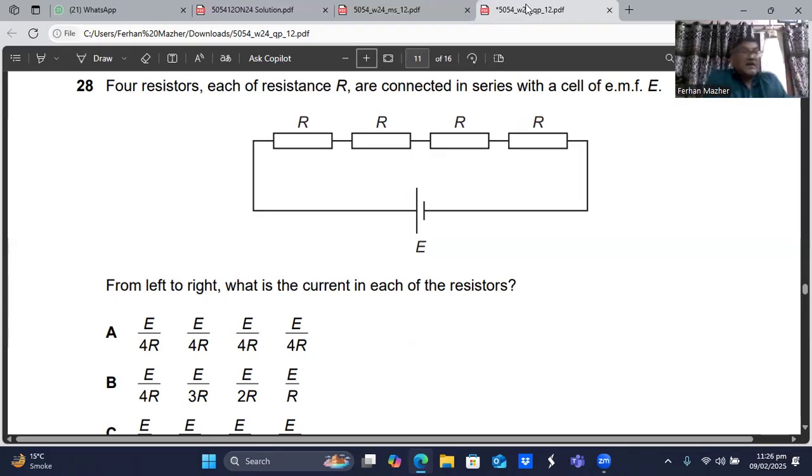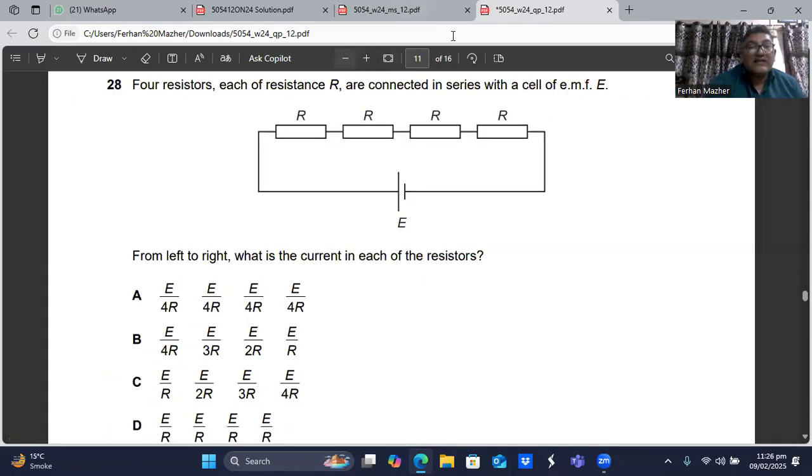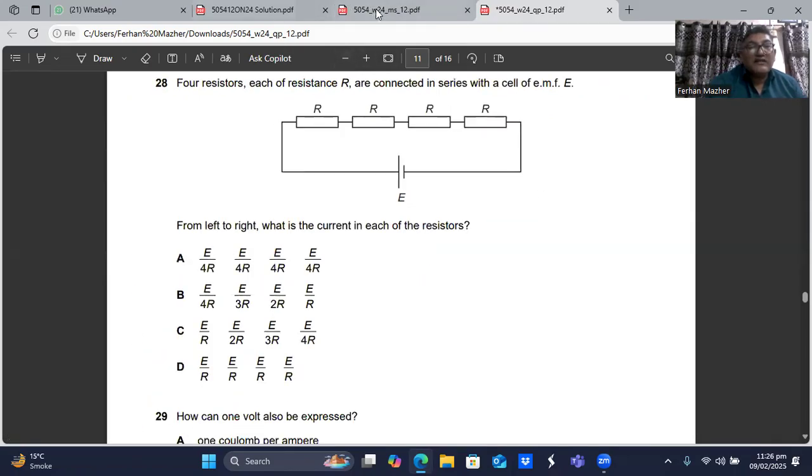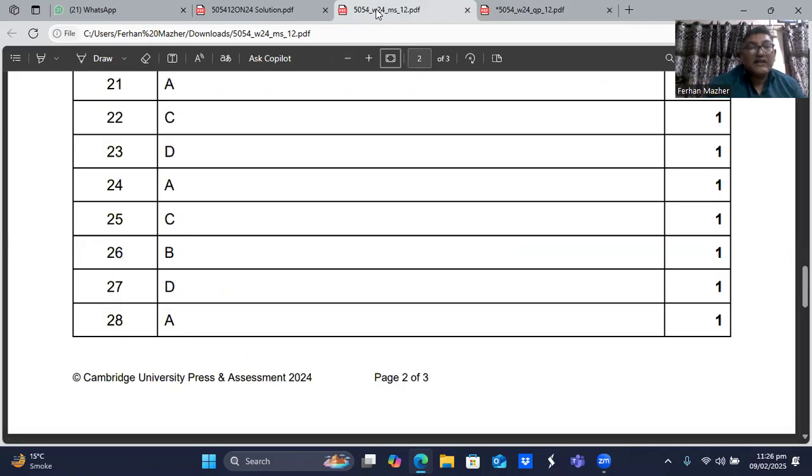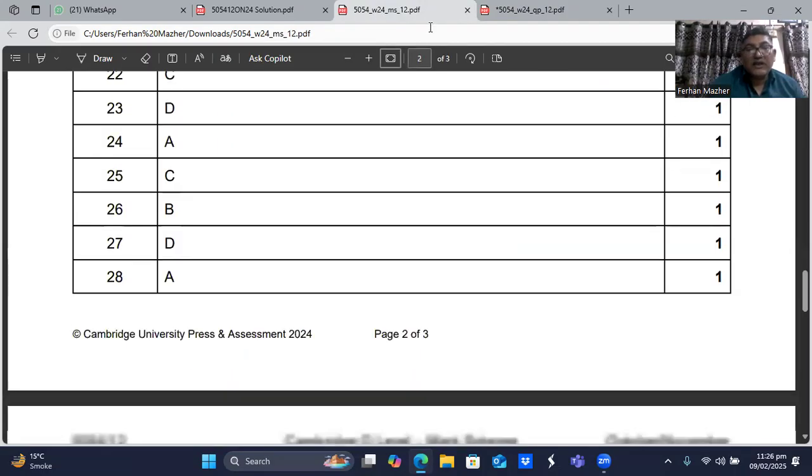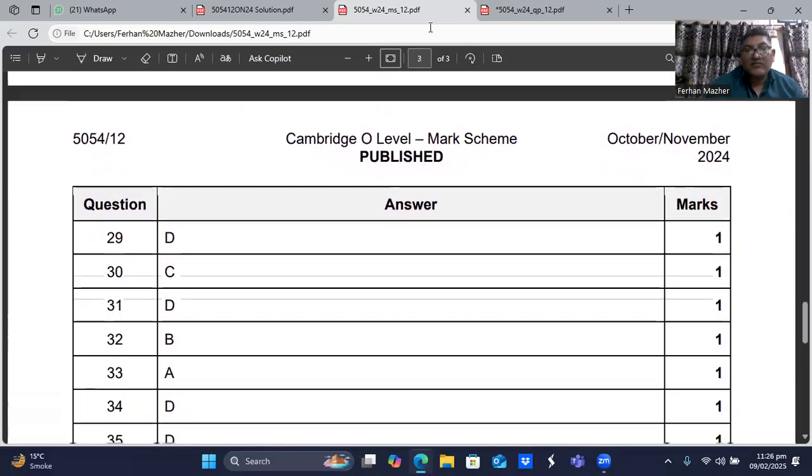Now, how do you find the current coming from the battery? That is the EMF divided by the total resistance. The EMF is E and the total resistance is 4R. So in each of the resistors, the current will be the same: E divided by 4R, E divided by 4R, E divided by 4R, E divided by 4R. And I can tell you that A is the right option. Question number 28, A is the right option.